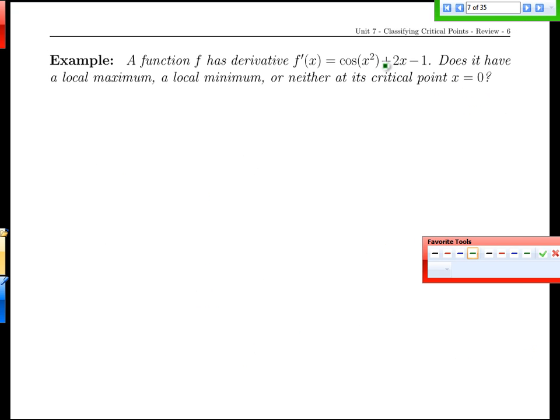Let's take a look at this function here then. Notice we've been given not the function, but its derivative already. So we're saving you a step here. The derivative of some function is cos x squared plus 2x minus 1. What kind of critical point does it have at x equals 0? Let's just check that x equals 0 is a critical point. How do we do that?